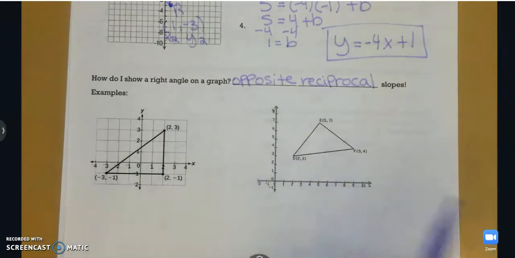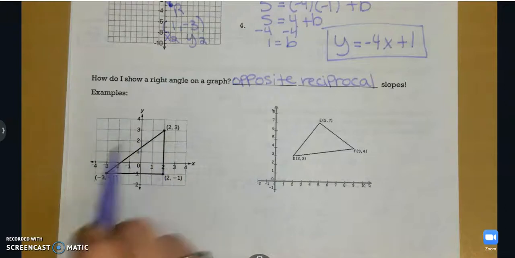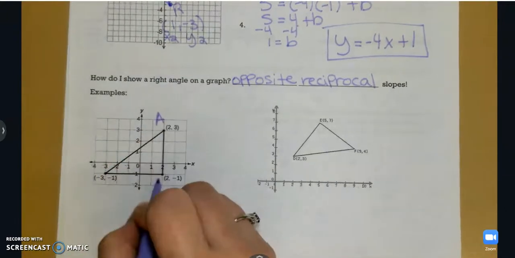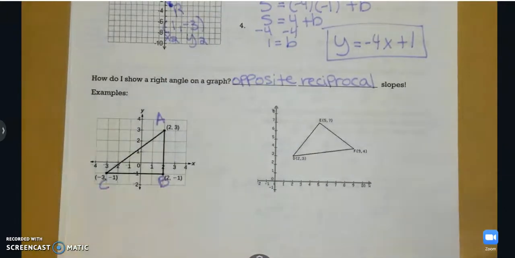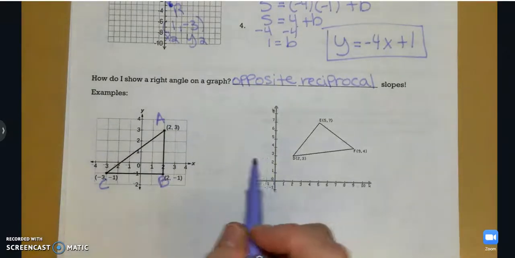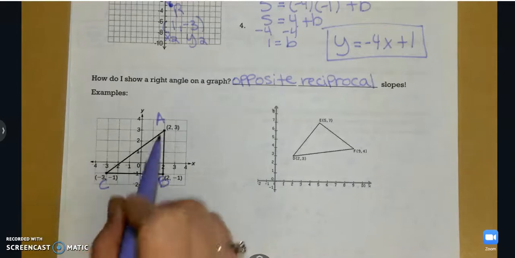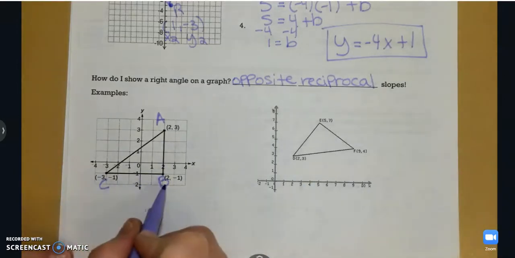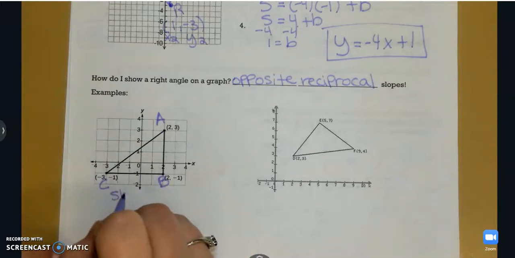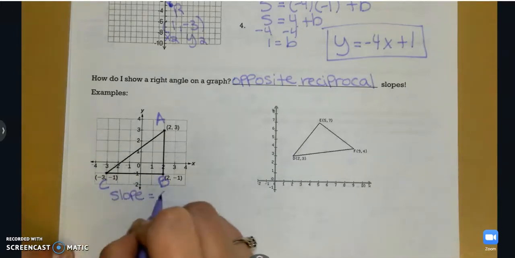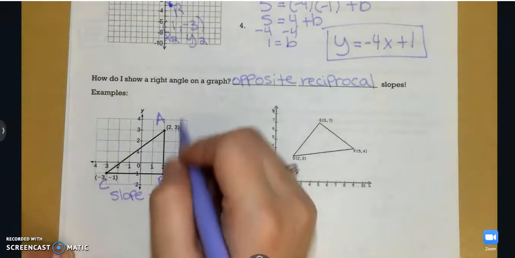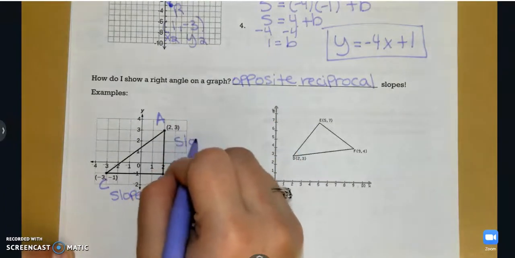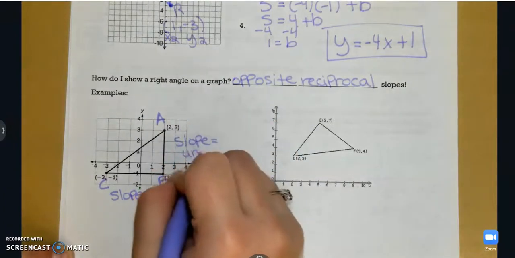So let's look at these two scenarios here. First on the left, I'm going to label these sides A, B, and C. And the angle that could possibly be a right angle is this angle B here. So for that to be the case, CB and AB need to have opposite reciprocal slopes. So let's look at the slope of CB. It's a horizontal line, which means my slope is 0. And AB is a vertical line, which means the slope is undefined.